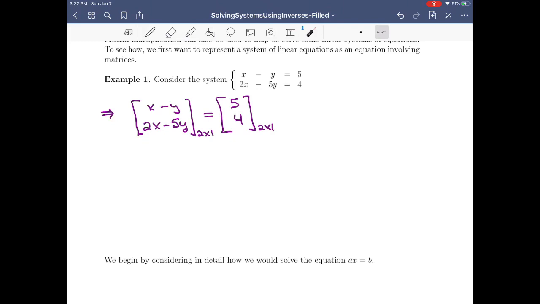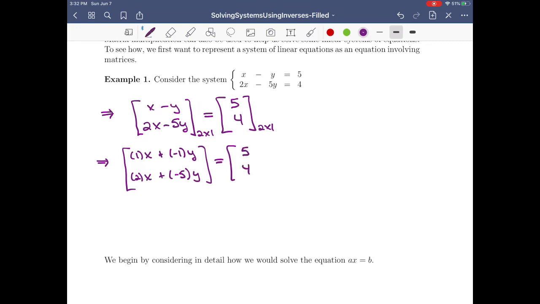So now I want to rewrite this a bit differently. This is 1 times x plus negative 1 times y, and this is 2 times x plus negative 5 times y. The 5, 4 is still the same on the right hand side. You can see that I'm multiplying x and y by some numbers. We can actually write this using matrix multiplication. So this is actually the matrix 1, negative 1, 2, negative 5 times the matrix x, y as a column matrix.